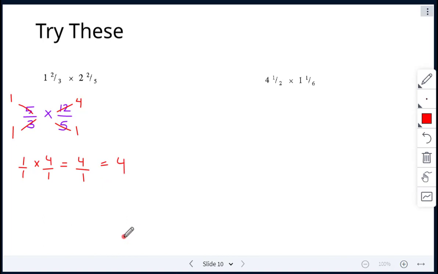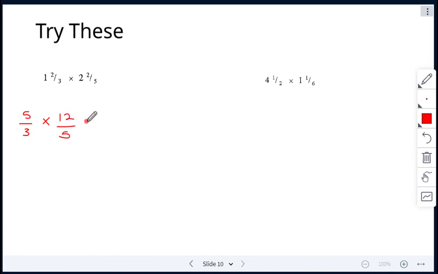All right, now if you did this where you just multiplied your numerators and then multiplied your denominators, you would get the same answer once you reduce. So let's just look at that method as well. So 5 over 3 times 12 over 5. Multiply the numerators together. 5 times 12, that's 60. Multiply the denominators together. 3 times 5 is 15. And then you can just reduce this. All right, 60 divided by 15, your answer is just going to be 4.